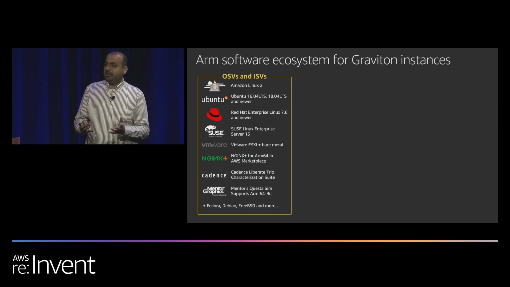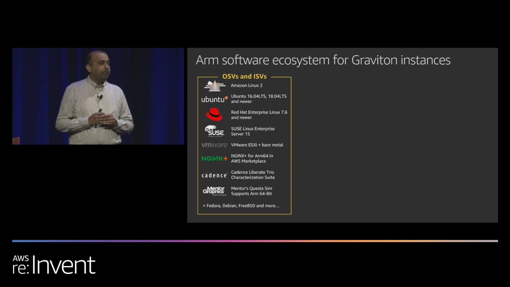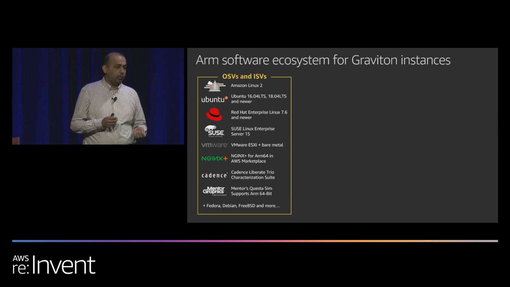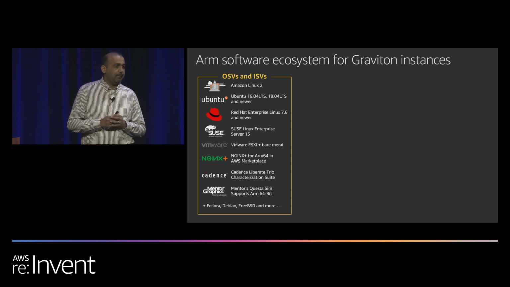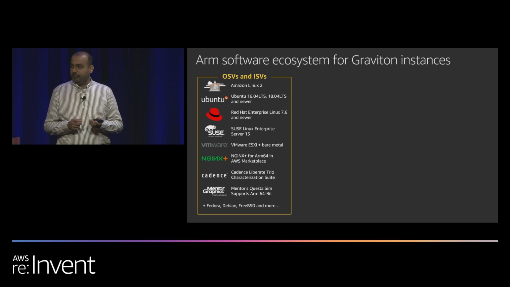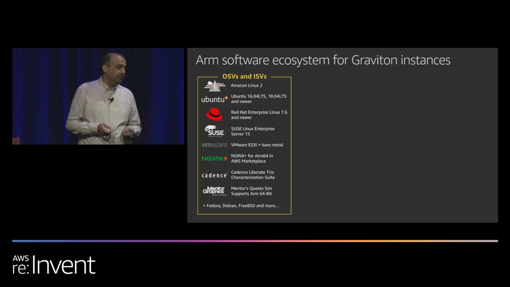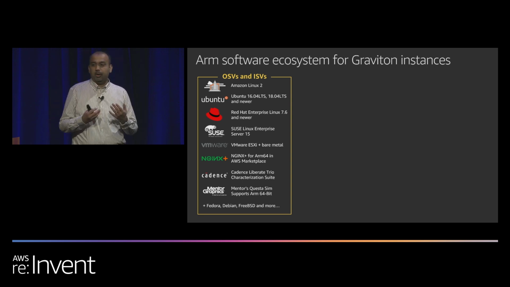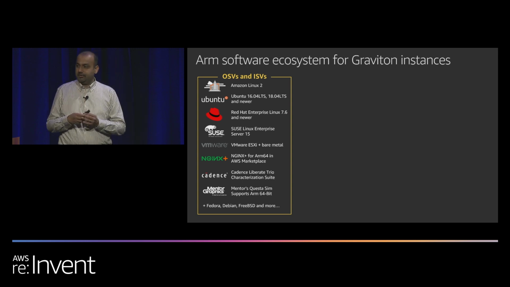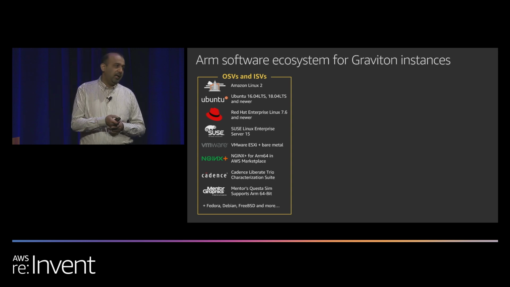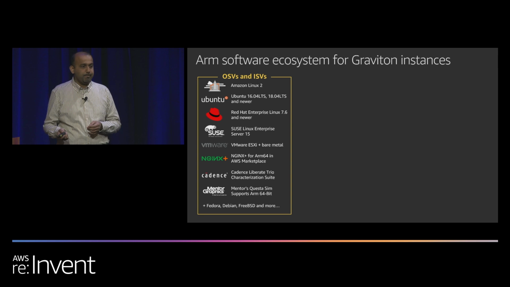So along with the customer momentum, what we've also seen is a strong growth in the Arm software ecosystem for Graviton instances. When we look at the operating system vendor space and the independent software vendor space, we see that most of the popular Linux distributions today support 64-bit Arm architecture. And these include Amazon Linux 2, Ubuntu, Red Hat Enterprise Linux, SUSE Enterprise Linux, Fedora, Debian, FreeBSD, and many more.